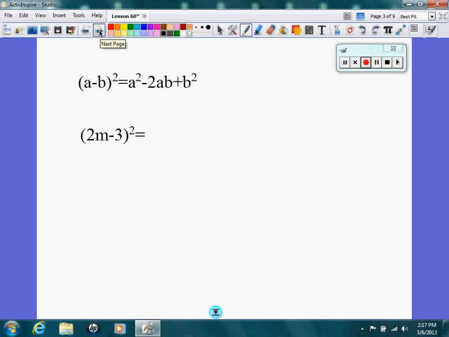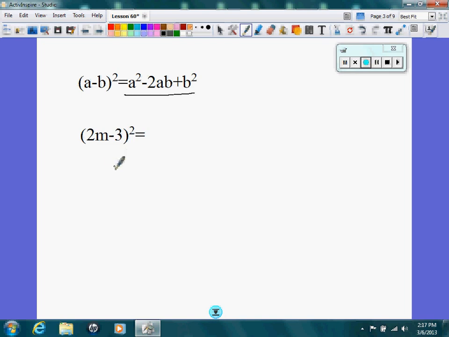Okay, what about the difference of two numbers? Well, it turns out that if you were to FOIL this out, you would get a squared minus ab minus ab plus b squared. And since the two ab terms are like terms, you could add them together and you'd get minus 2ab. So that's kind of a formula there for squaring the difference of two terms.